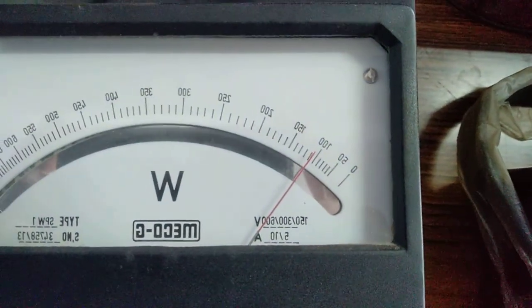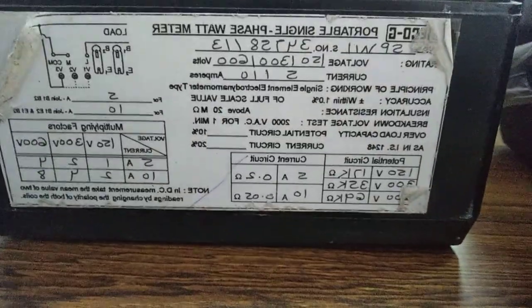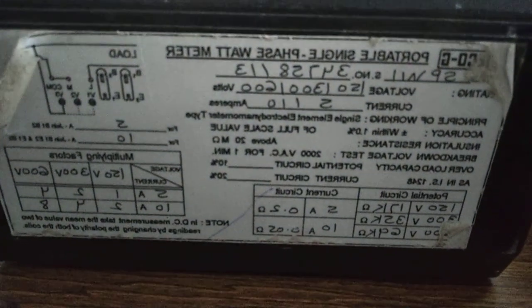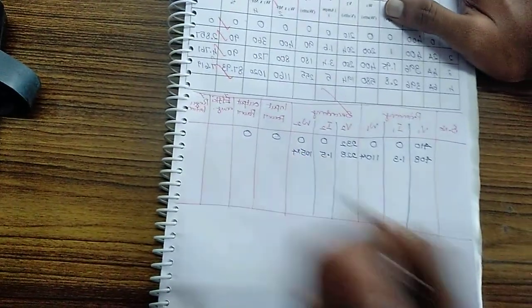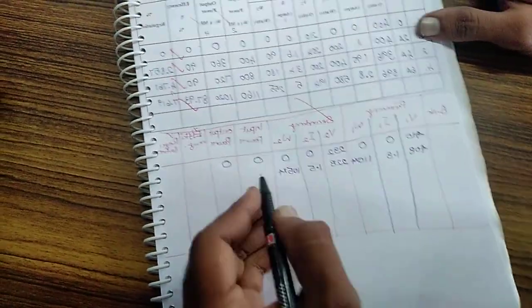Then secondary power. Here also it is slightly less than 110, so we can keep it as 105. You have to see the multiplication factor. It is connected with 300 voltage and 10 ampere, which means the multiplication factor is 4. So 105 into 4, that is your output power. Then you can calculate it here.